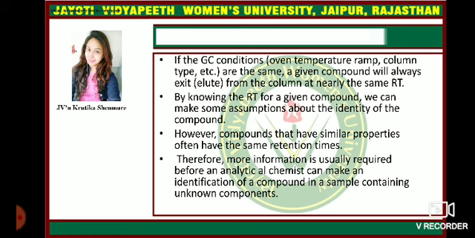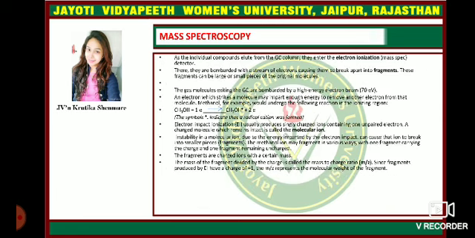If the gas chromatography conditions are the same, a given compound will always exit from the column at nearly the same RT. By knowing the RT of a given compound, we can make some assumptions about the identity of the compound. However, compounds that have similar properties often have the same retention times. Therefore, more information is usually required before the analytical chemist can make an identification of the compound in a sample containing unknown components. Mass spectrometry.